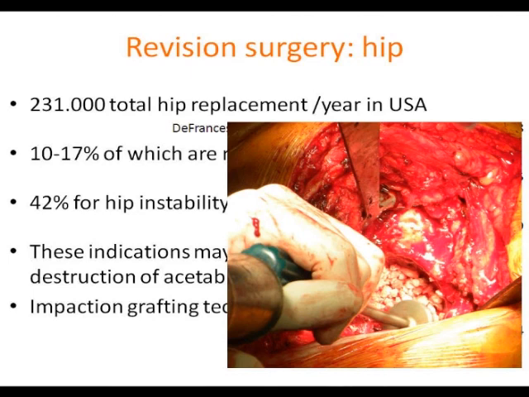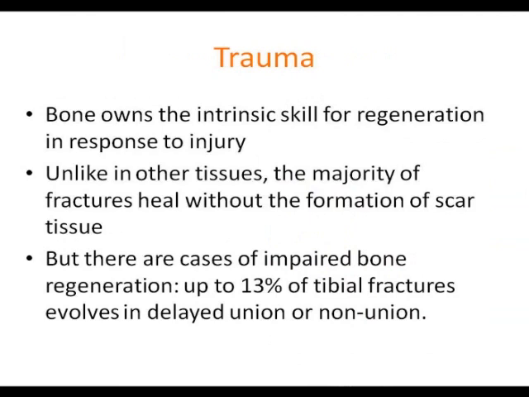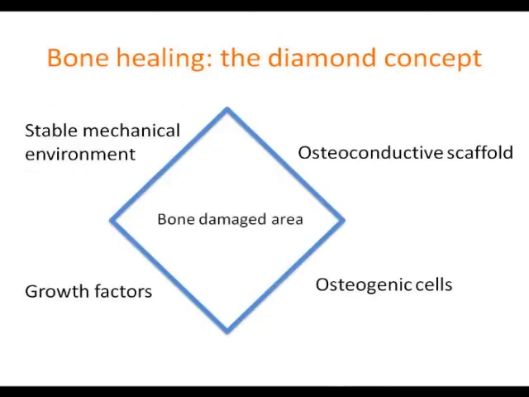So bone owns the intrinsic skill for regeneration in response to injury, and it's important to underline that it's a unique tissue because we don't have a scar tissue. We have new bone, remodeling for the weight bearing, but it's a completely new bone. There are a lot of cases where bone regeneration can be impaired. In tibial fractures, up to 13% can evolve into a non-union or a delayed union. And to have bone healing, we need a stable mechanical environment.